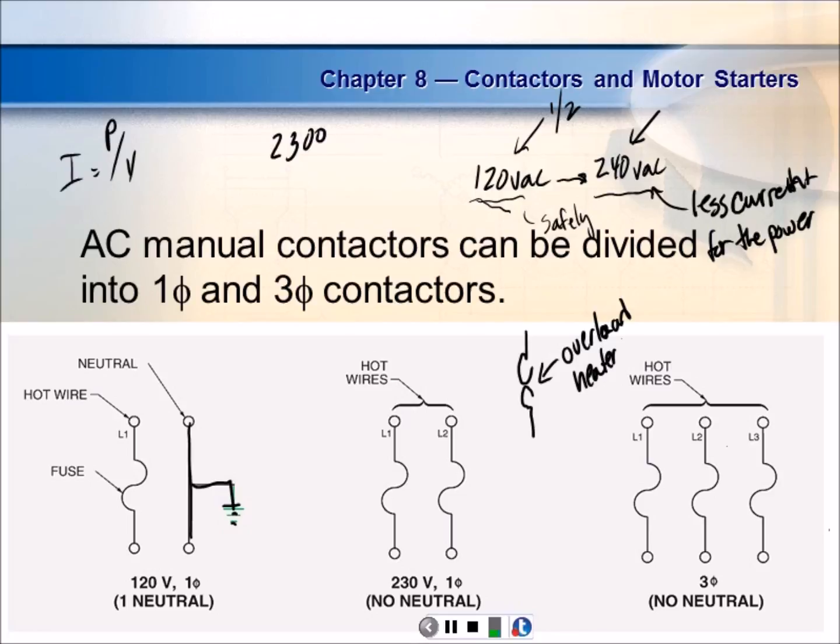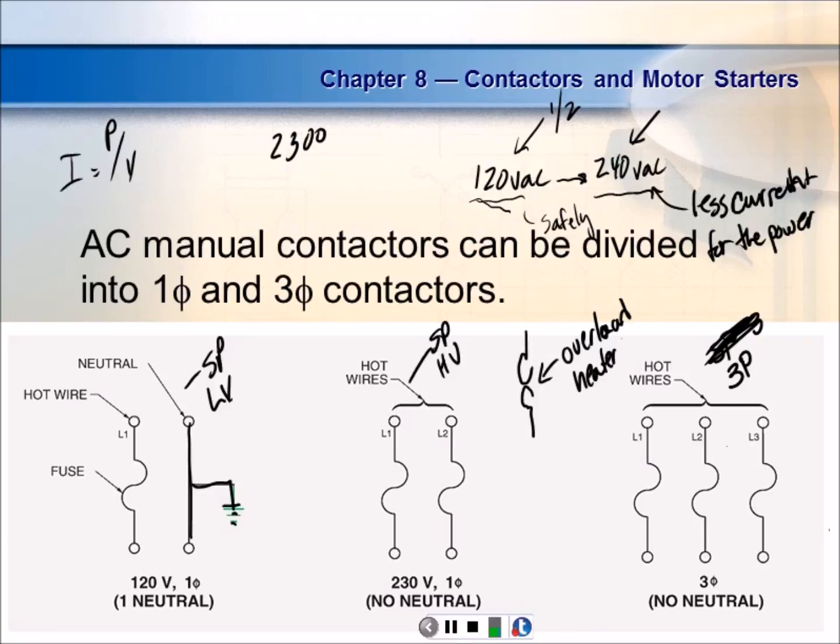Well, this is single phase. This is single phase low voltage. This is single phase high voltage. No, this is three phase. This is not single phase. I'm sorry, this is three. Thank you. This is three phase, and all wires are hot relative to the other.